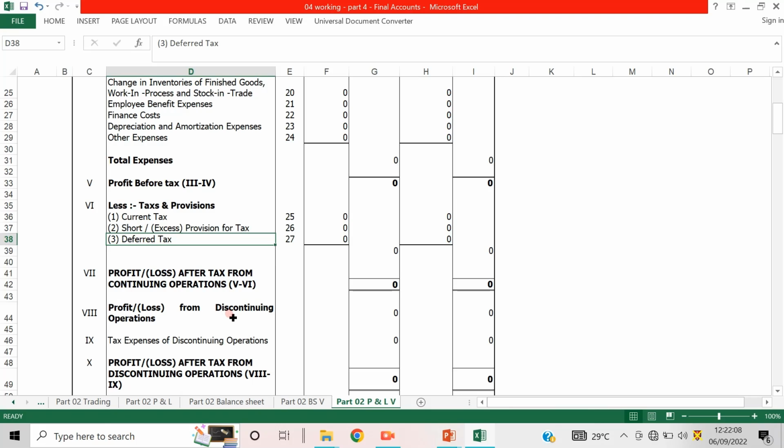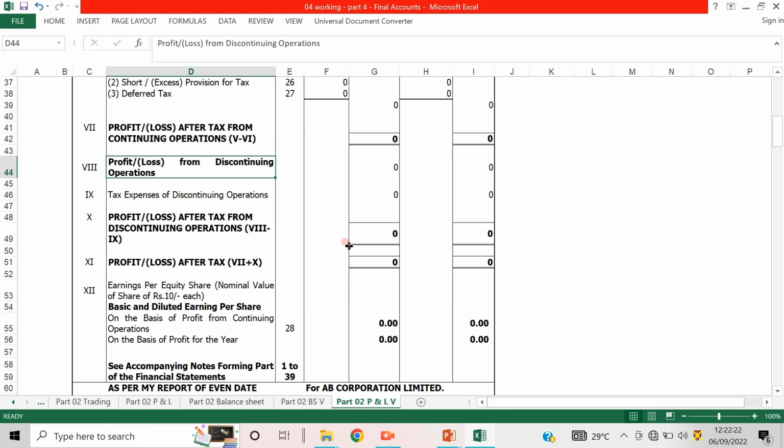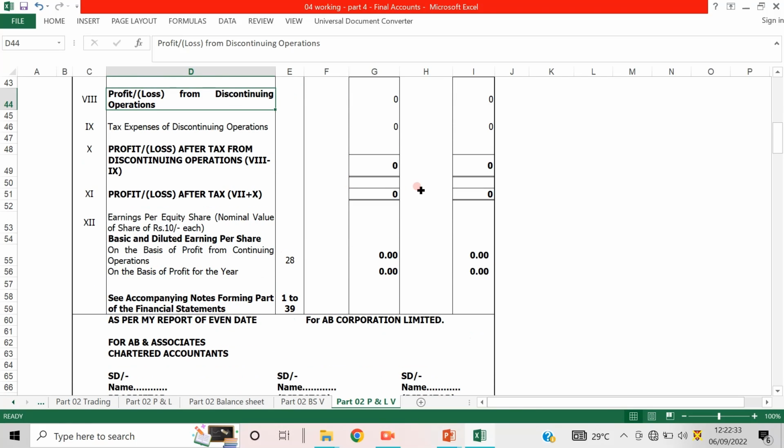नाउ कुछ डिसकंटिन्यूइंग ऑपरेशन से कुछ इनकम आया क्या, नॉर्मली नहीं होता, अगर रहेगा तो वो ले लेने का. देन टोटल एक्सपेंसेस ऑफ डिसकंटिन्यूइंग ऑपरेशन, कुछ आ गया क्या, रहेगा तो वो सब ले लेता है. दिस आर नॉन ऑपरेटिंग एक्सपेंसेस, नॉन ऑपरेटिंग रेवेन्यूज और नॉन ऑपरेटिंग एक्सपेंडिचर. देन नेट प्रॉफिट आ जाता है.